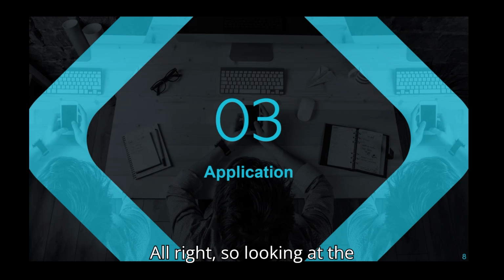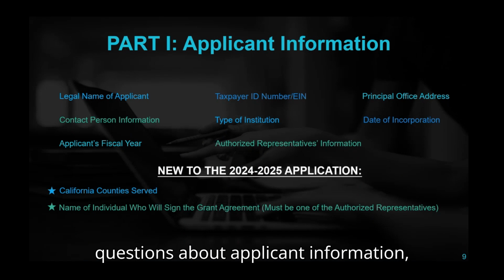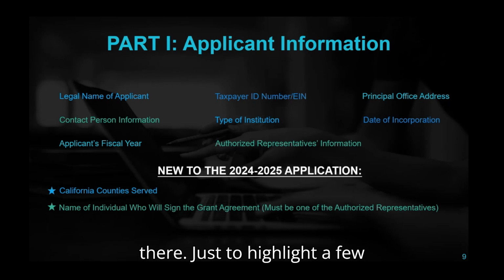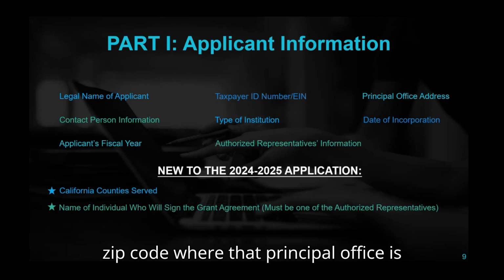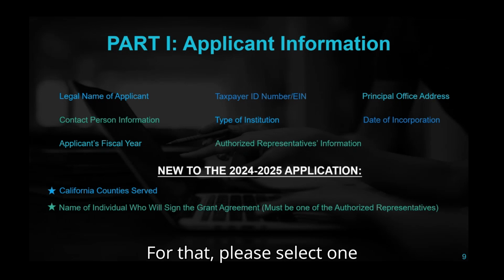All right, so looking at the application itself. Part 1 is going to be a lot of questions about applicant information, everything listed on the slide right there. Just to highlight a few of these, for principal office address, not only put the street address, but please put the city, state, and zip code where that principal office is located. For type of institution, there are 7 choices for that. Please select one choice that best describes your CDFI.